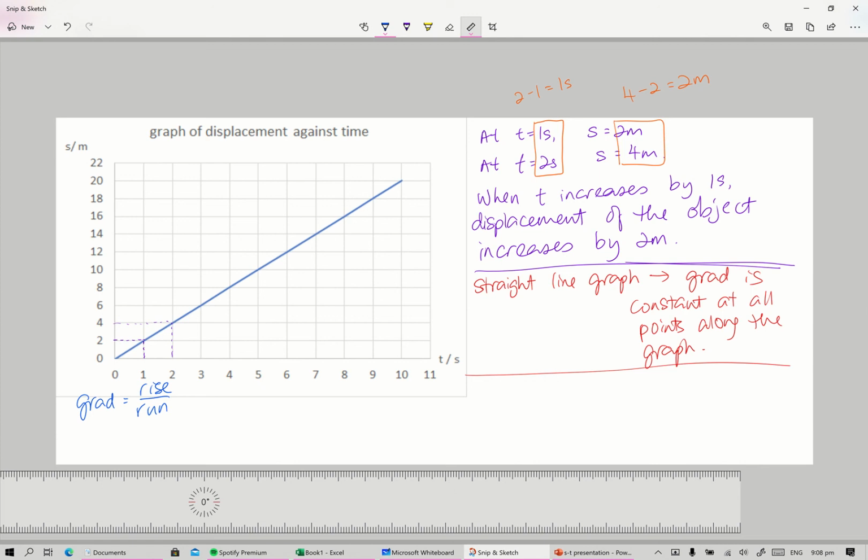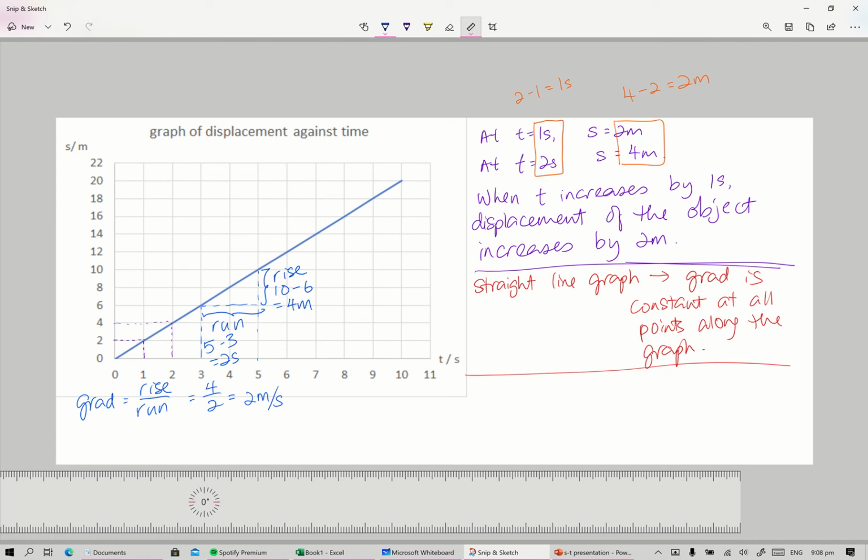So let's choose 3 and 5. Here we have the run, which is 5 minus 3 equals 2 seconds. Here we have the rise. When time increased from 3 to 5 seconds, the displacement increased from 6 to 10 meters. So the rise is 10 minus 6 equals 4 meters. So rise over run gives us 4 over 2 equals 2 meters per second.